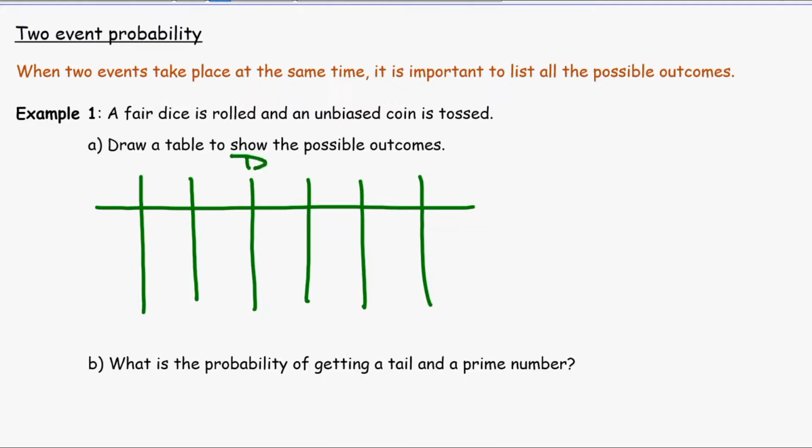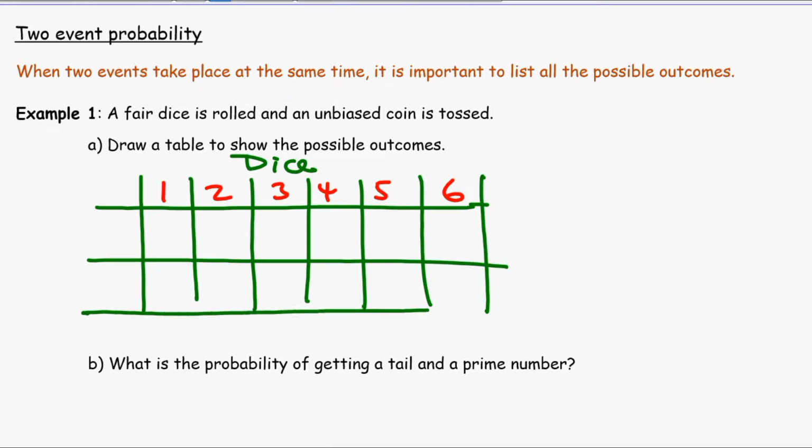So here I'll have the dice, and it has 6 faces: 1, 2, 3, 4, 5, 6. And then I have a coin. The possible outcomes for a coin are a head or a tail.